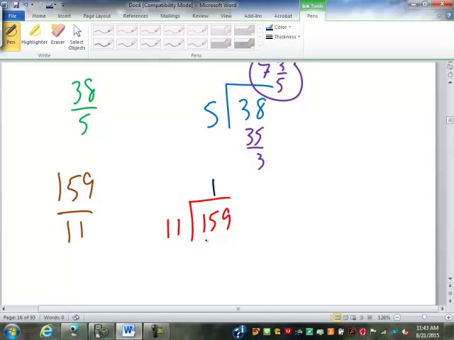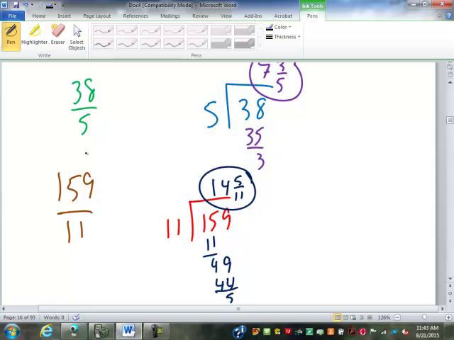11 goes into 15 once. There's 4 left over. Bring down the 9. 11 goes into 49 4 times, that's 44, with 5 left over. Make sense?